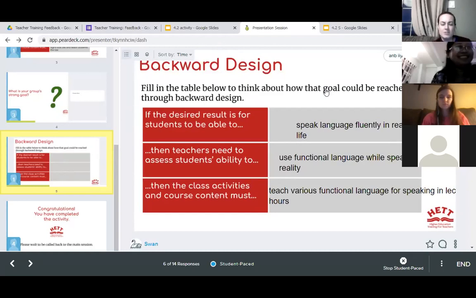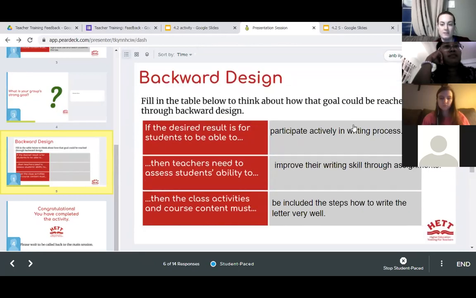If the desired result is for students to be able to speak language fluently in real life, that might not be a possible goal. I don't know. It might be a bit unrealistic. It might be a bit too broad. Then teachers need to assess students' ability to use functional language while speaking. So I think maybe the first goal could be more about functional language. Then the class activities and course content must teach various functional language for speaking. Yeah, I think that's fine.